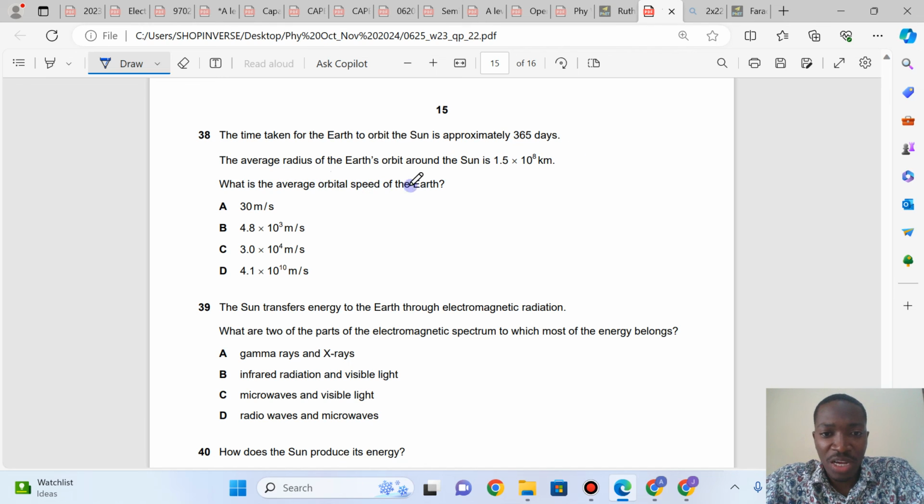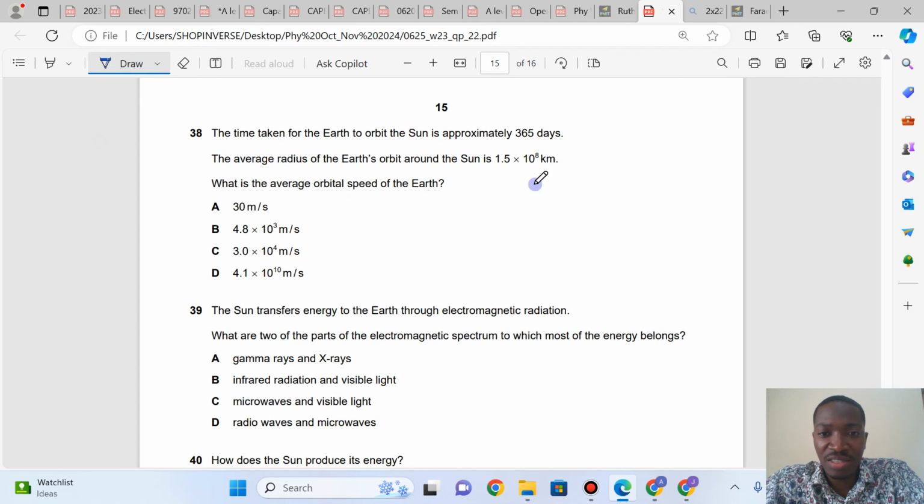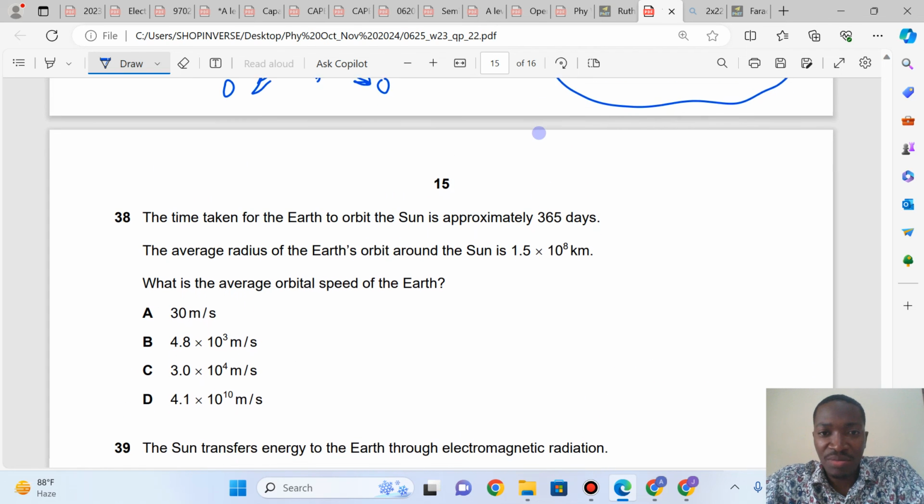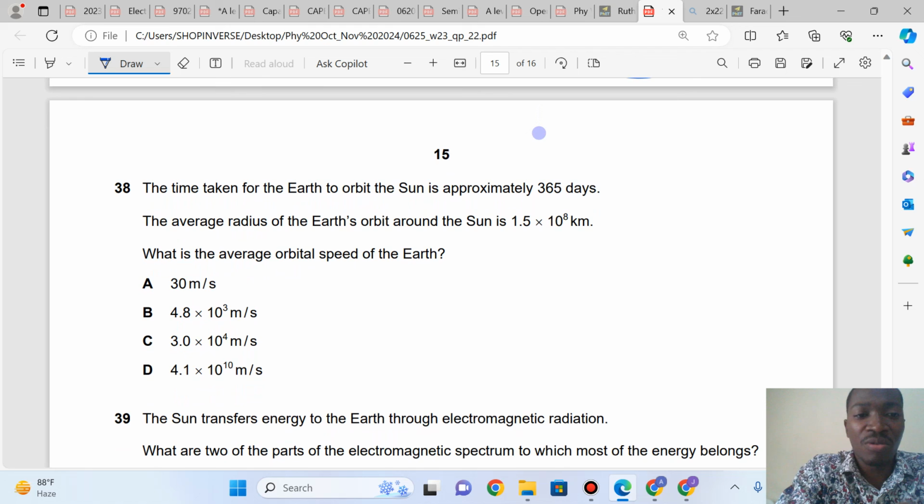What is the average orbital speed of the Earth? The speed must be given in meters per second. So we have to convert this distance to meters and convert this time to seconds. Well, that should be the responsibility of your calculator. Take note that this is just the radius, right? That means the distance will be 2 pi r.